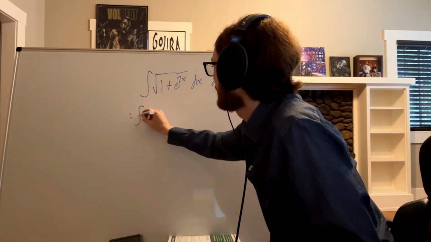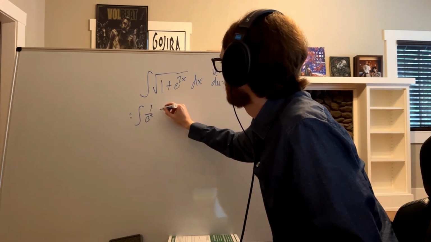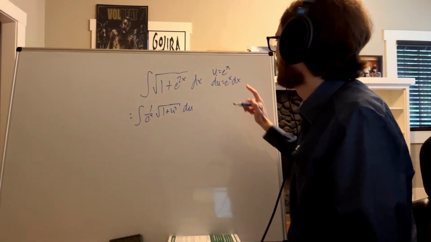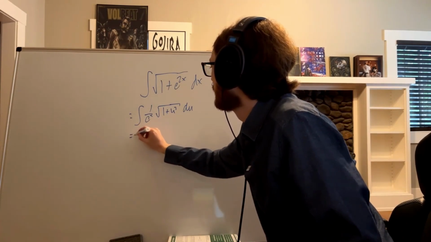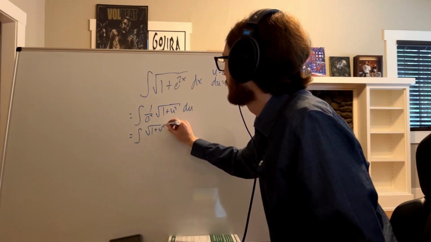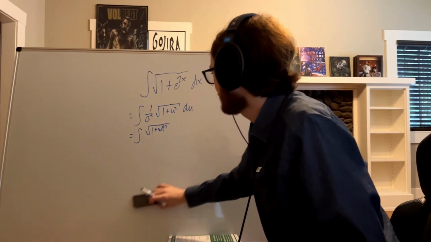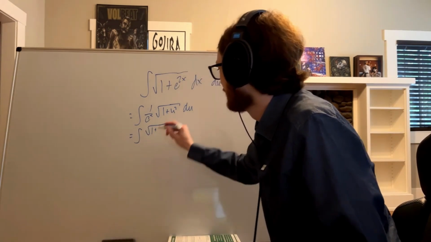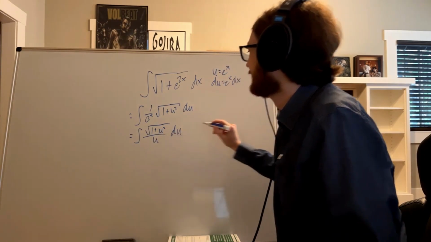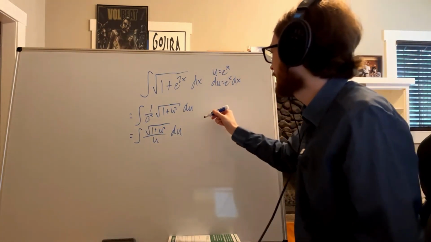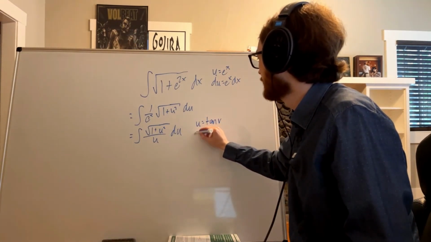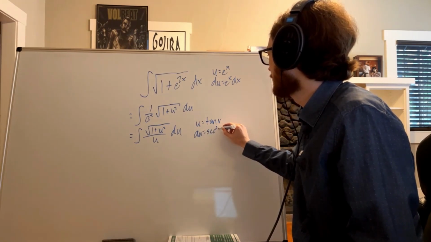But let's see how this works out at least. The integral of 1 over e to the x root 1 plus u squared du, where u is equal to e to the x. So we get the integral of root 1 plus, oh, what the heck, I just invented a new letter. Call it iota instead of eta. Okay, so for that, if we do u equals tangent v, du is secant squared v dv.